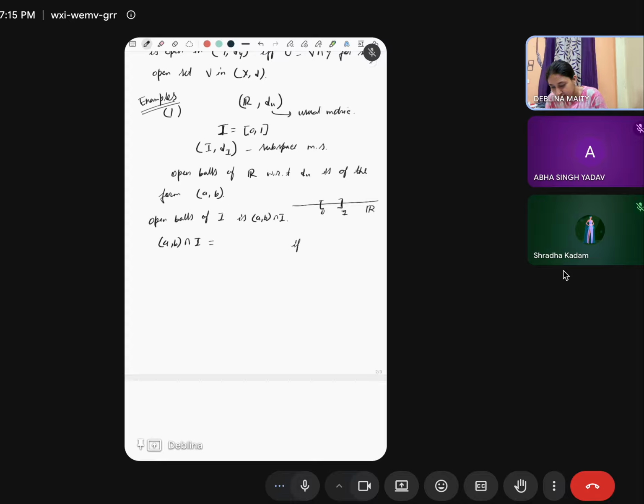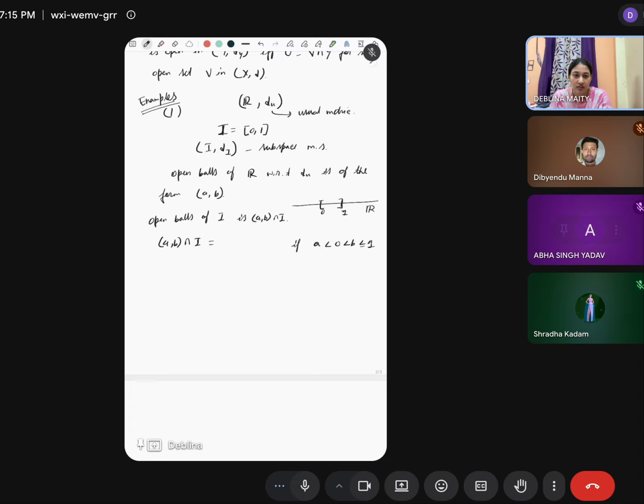So if A less than 0, less than B, less equals to 1, what about this case? So AB is an open interval and I is the 0 1 closed interval. So if A less than 0 means A is somewhere here and B is here, right? So this intersection will be 0 B, right?